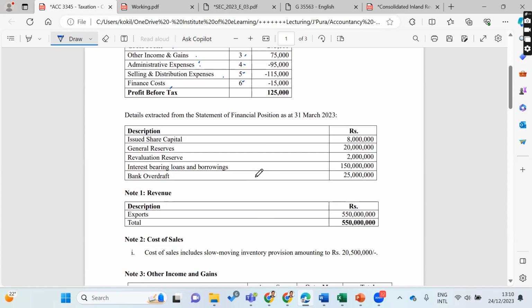Detail extract from the financial position, right? Balance sheet: share capital, reserves, general reserves, revaluation reserves, borrowings, and the bank OD, right? If these details are provided in the exam, what is it for? For thin capitalization, thin cap, finance cost adjustment, right? When this is given, you should definitely think in the exam that it is for the finance cost adjustment or the thin cap adjustment, right?